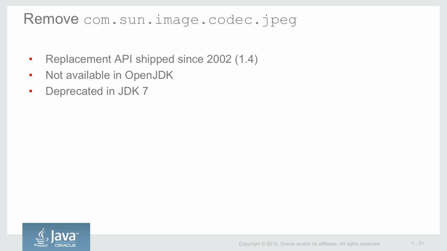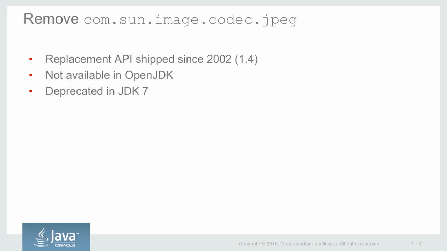There is a com.sun.image.codec.jpeg. We have had this replacement available since 2002. It's not in OpenJDK, so licensing and all of that good stuff. It's been deprecated in JDK 7. It's gone in 9.